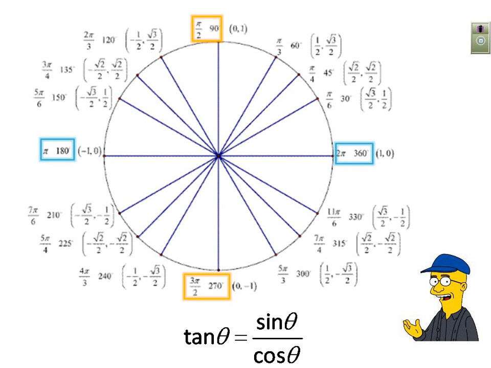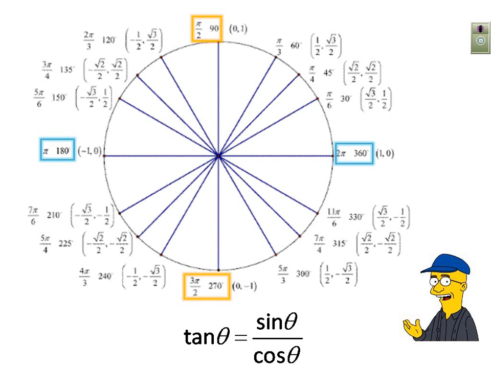So tangent is equal to 0 at all integral multiples of pi. So 1, 2, 3, 4, 5, 6, 7 pi. All those integral multiples of pi, negative 2 pi, negative 3 pi, and so forth. That's where you have tangent 0.